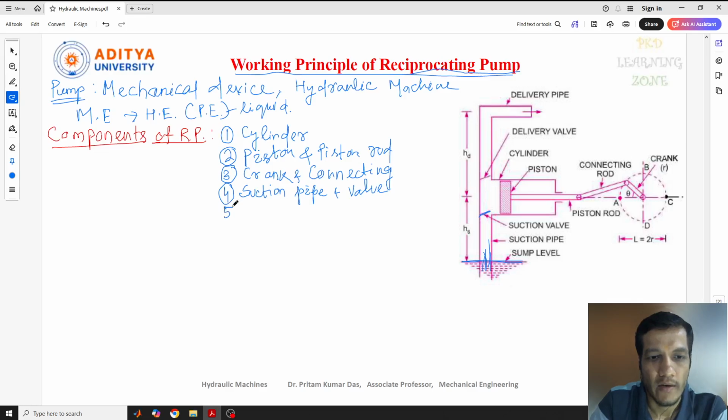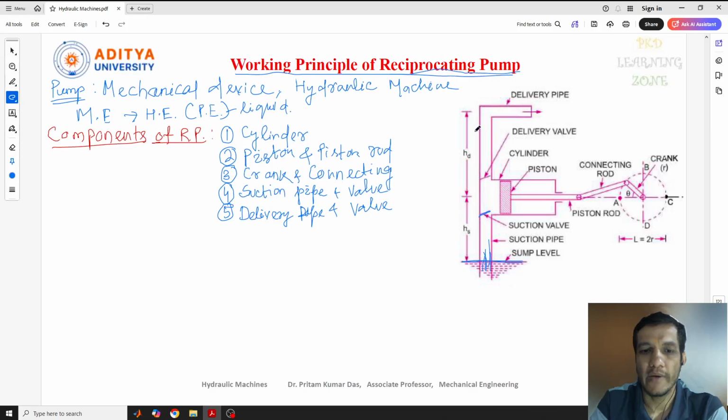And the next one: once the process is completed here, the water will go to the delivery side. At that delivery side we have the delivery pipe and the delivery valve, both at the outlet, if you see. So these are the components present in the reciprocating pump.